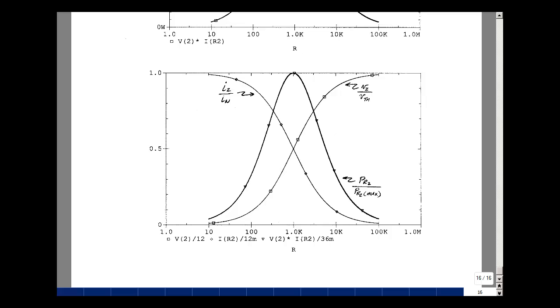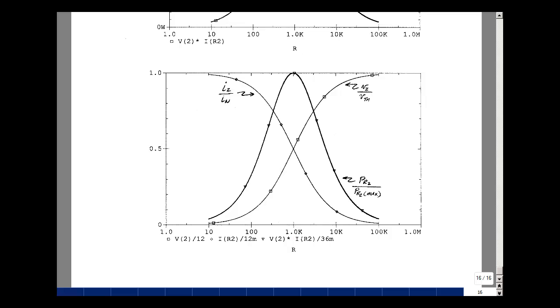Also plotted is the power in the load over the maximum possible power, and the maximum possible power we can get is when the load is equal to 1K. We saw in the plot above that that was 36 milliwatts, but you could also calculate that. With a voltage divider of 1/2, we'd have 6 volts across the load, so if you square that and divide by 1K, you get 36 milliwatts. And again, here's the product of the voltage and current for the load. And you can see here again the plot maximizes with a value of 1 in this ratio when R sub L equals R2 equals 1K.